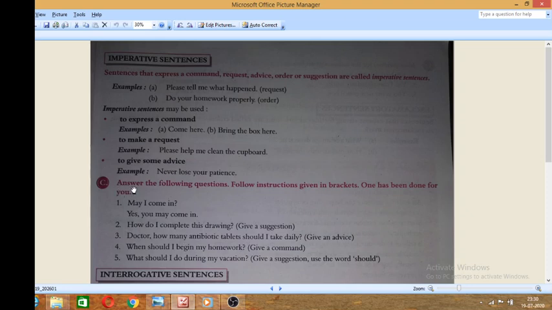You have to do it. Answer the following questions, follow instructions given in brackets. One has been done for you. May I come in? So what will be the answer of this? Yes, you may come in.